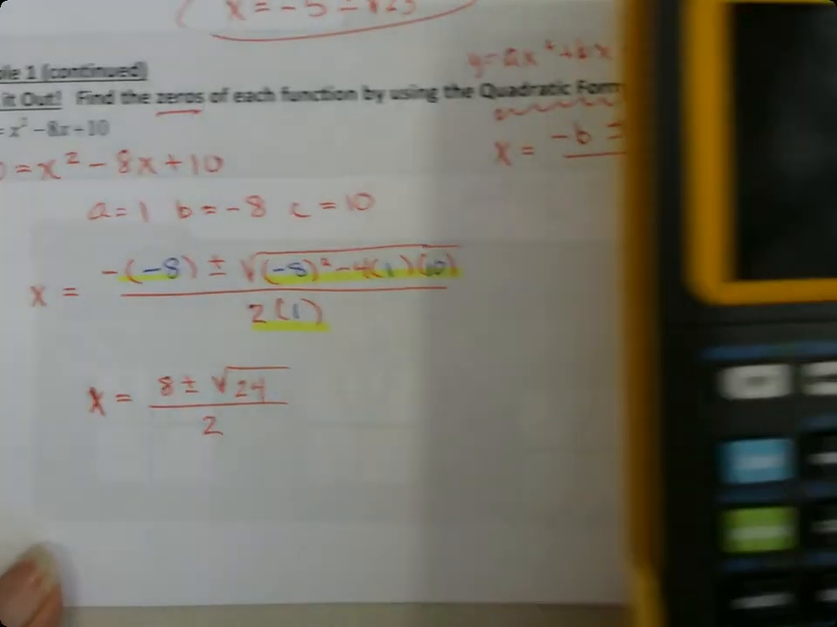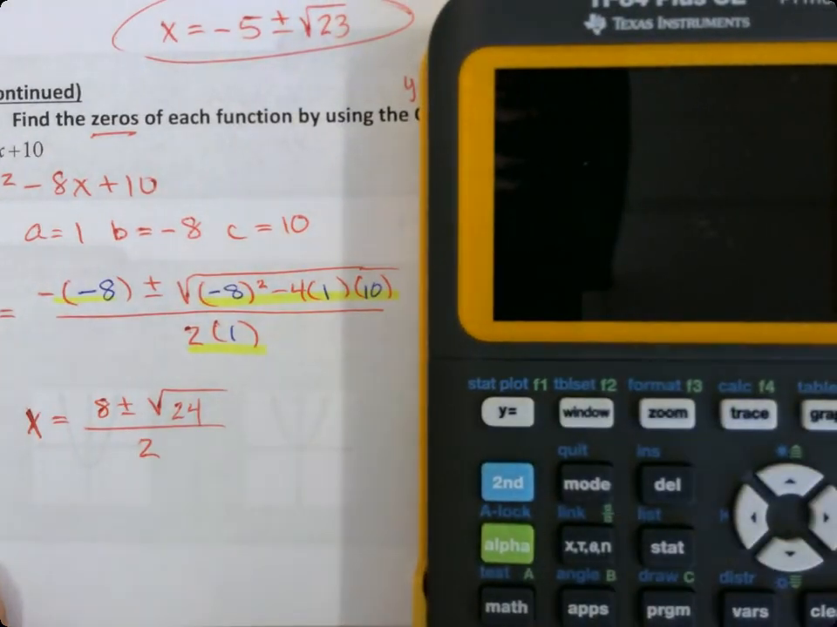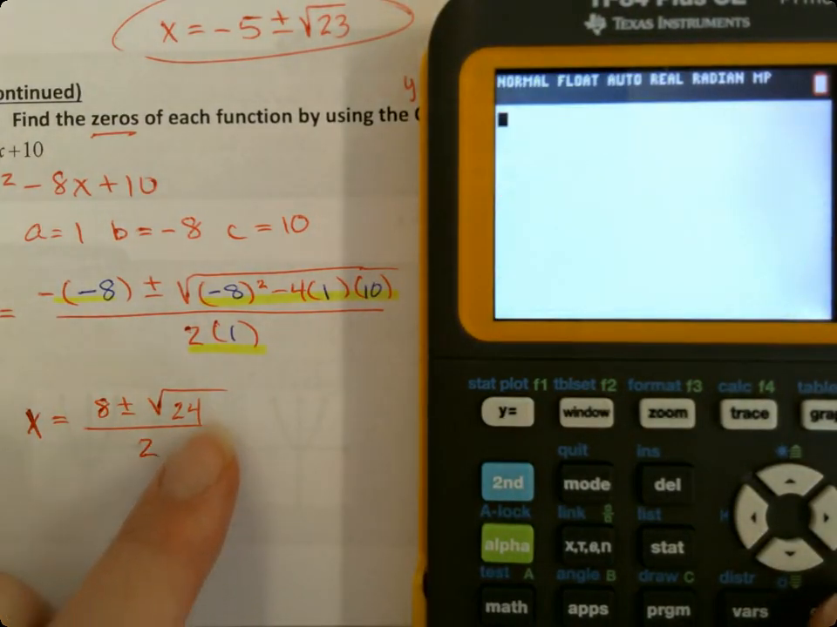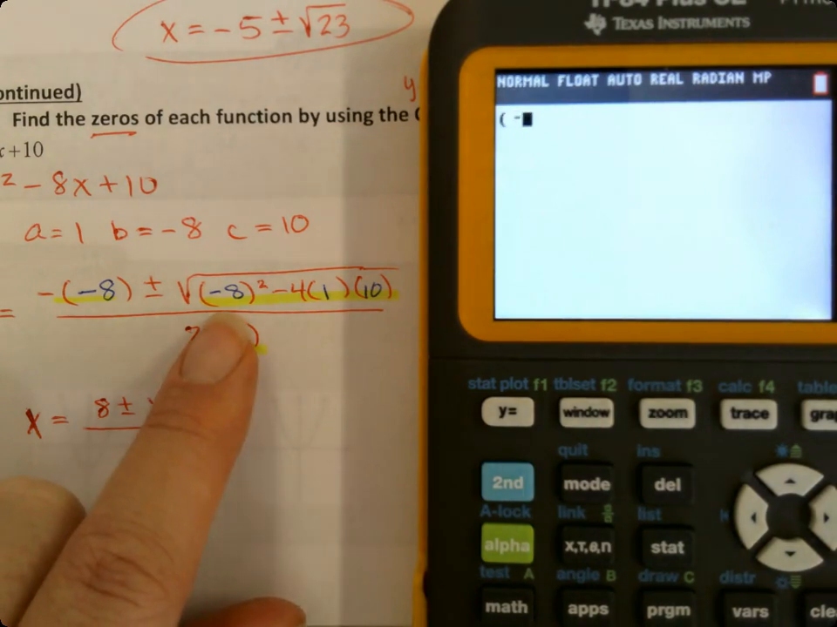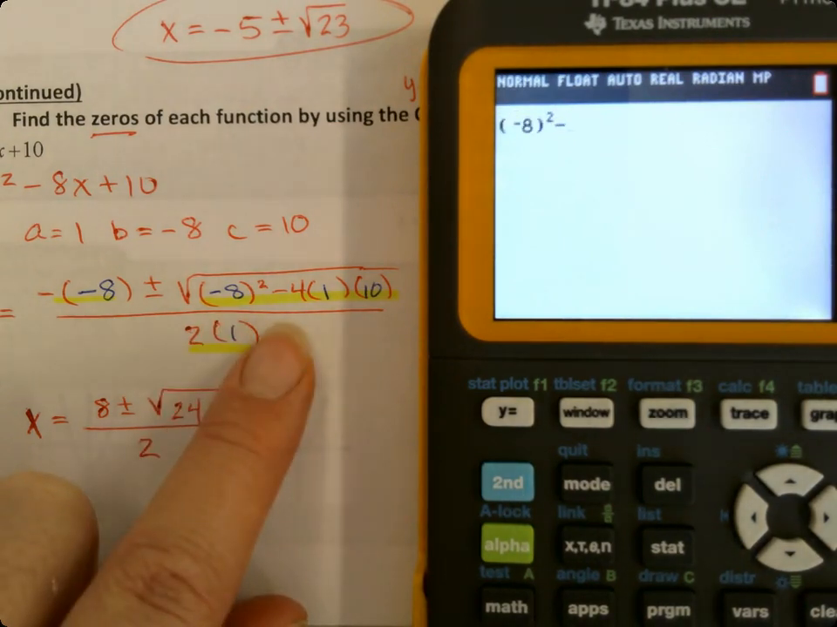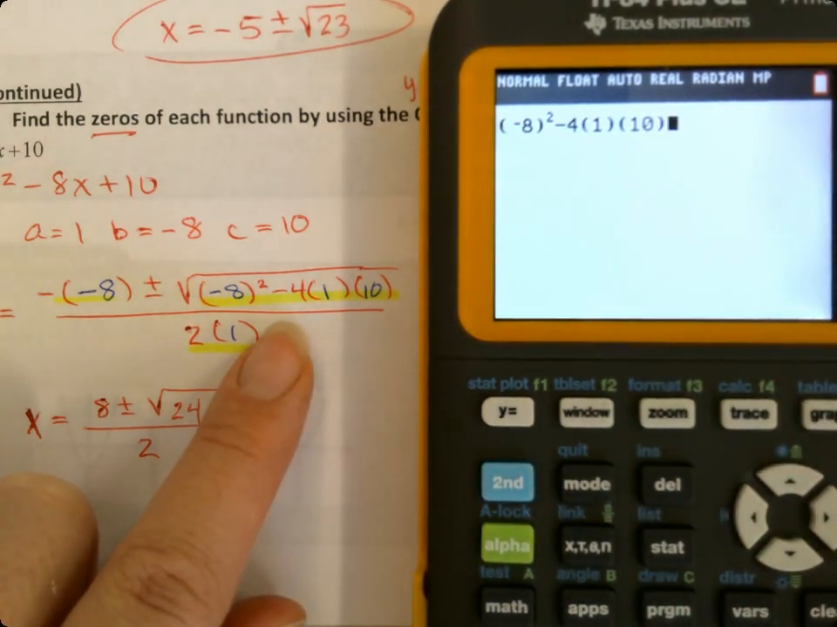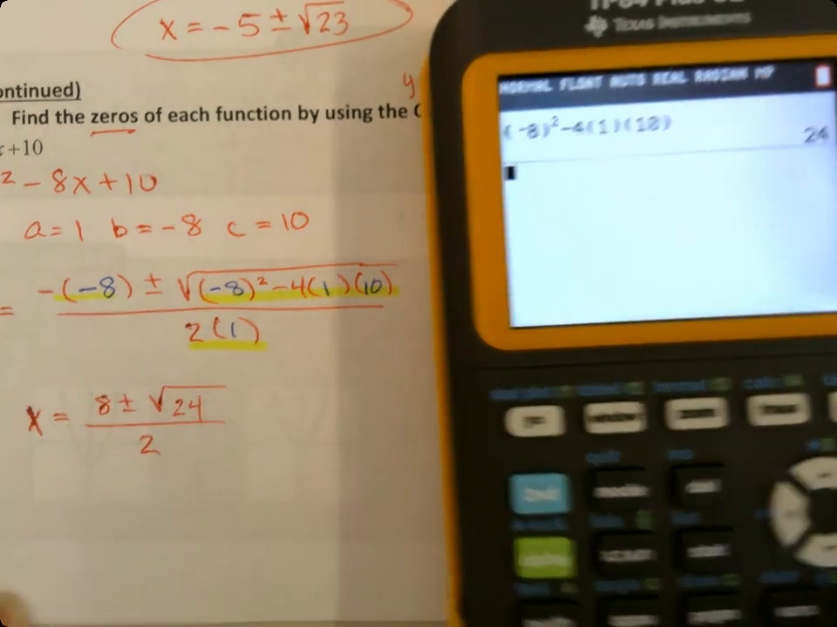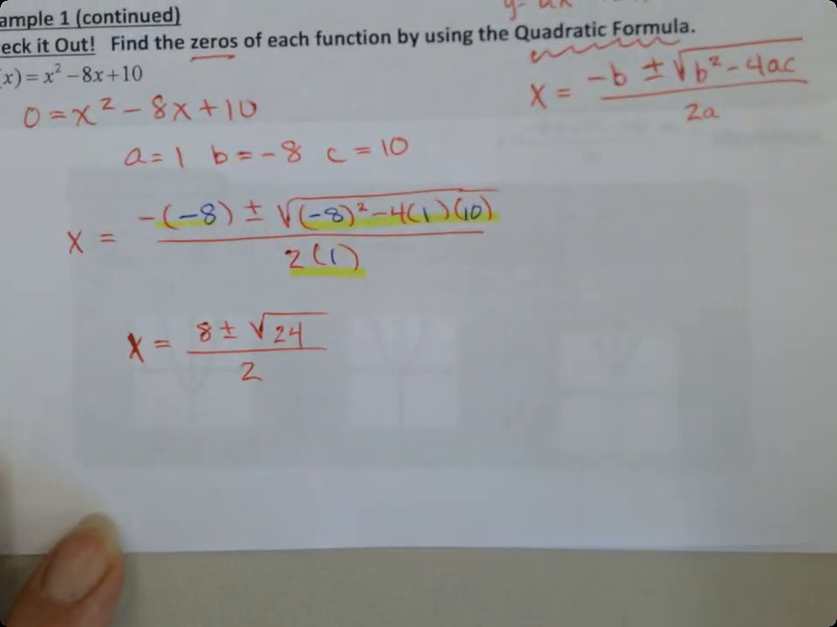If I want to put it in the calculator, remember we're not putting the root in the calculator. So it is going to be parentheses -8 squared minus 4 times 1 times 10. Again, I don't have to put the whole thing in. I could use it for what I need, but I do want to get the right answer. So I'm double checking myself. I got 24.